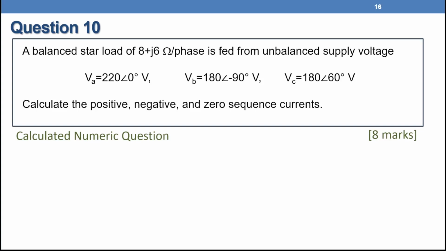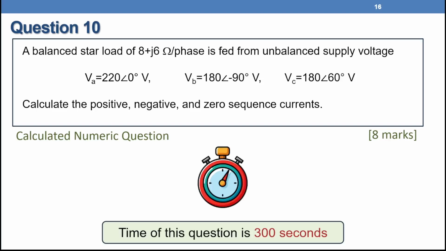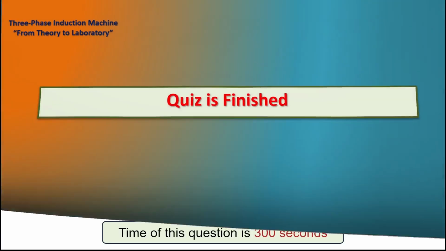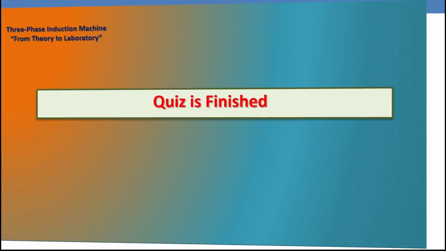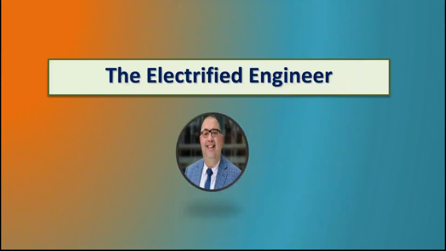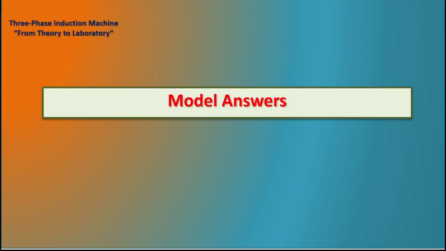That one is a calculated numeric question. And the time for this question is 300 seconds or 5 minutes. That quiz is finished. Model answers.